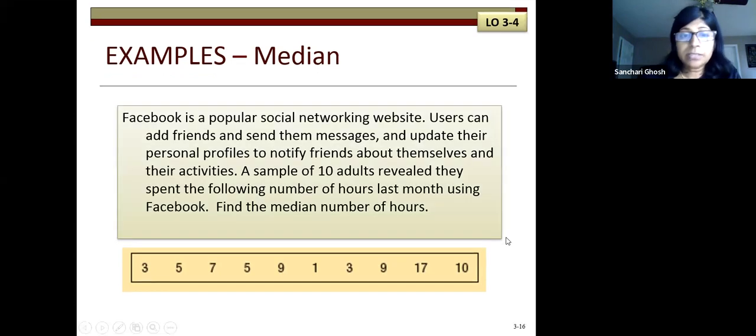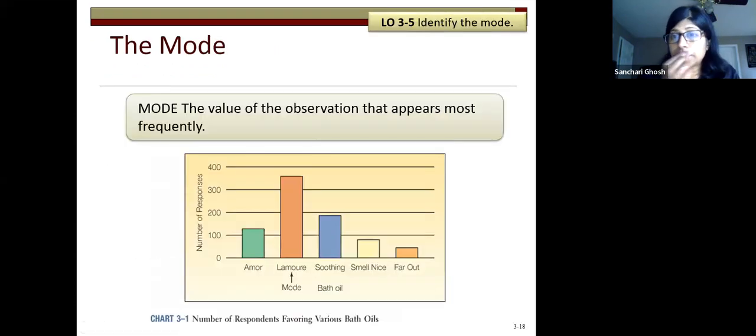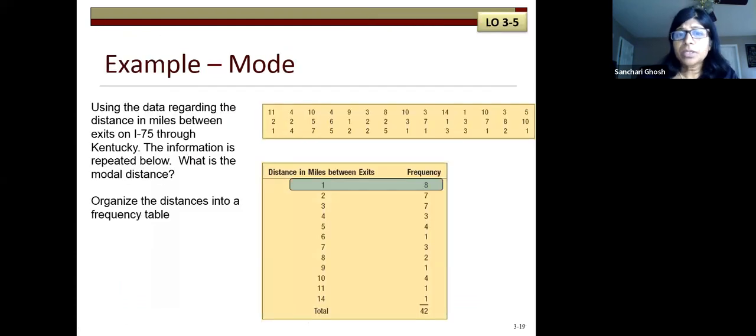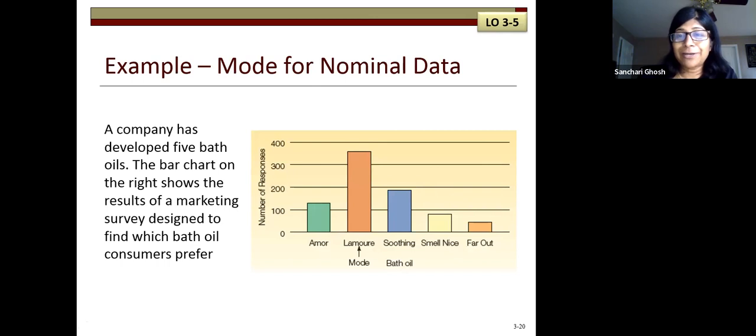Now, the last measure of central tendency, the mode. I don't actually give you a lot of problems on mode. The mode is a value which appears the most. It's interesting, if you have a frequency distribution, and remember in chapter 2, you know how to pull out the frequencies for each class interval, and how many are the most, that becomes the modal number. This distance in miles between exits, 1 mile exits, are the modal numbers because they are the most. And from a bar graph, it is very clear because you have the highest level of the frequencies, how many numbers are the most, that's mode.